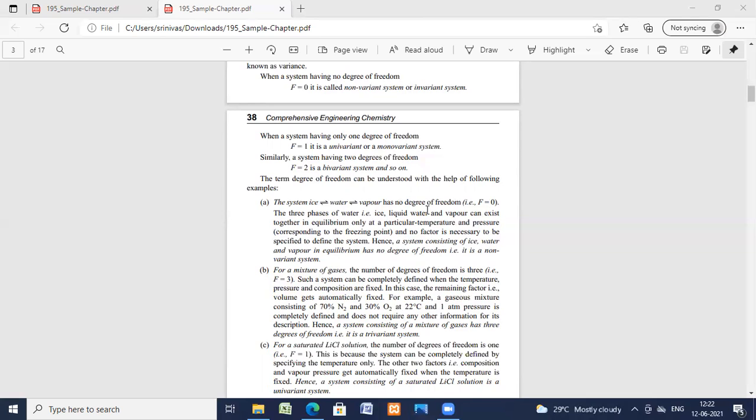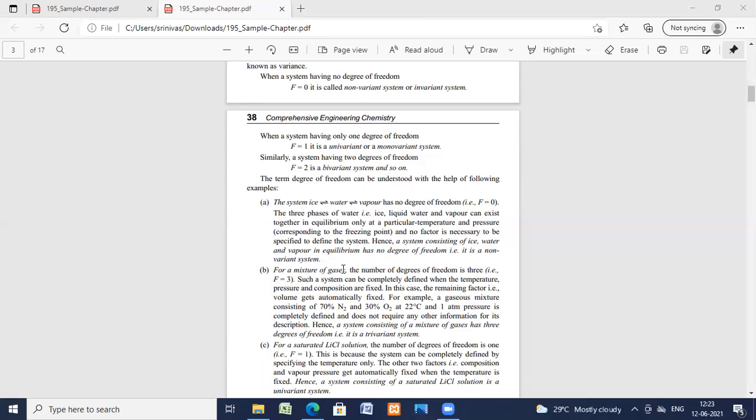So there are 3 phases of water: ice, liquid water, and water vapor. All these exist in equilibrium only at a particular temperature and pressure, corresponding to the freezing point, and no factor is necessary to be specified to define the system. So a system consisting of ice, water, and vapor in equilibrium has no degrees of freedom. It is a non-variant system.